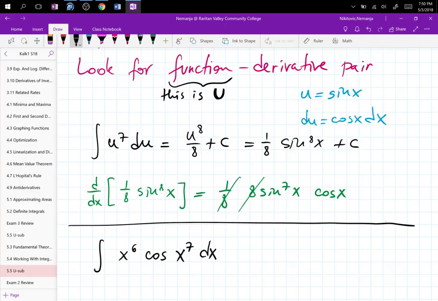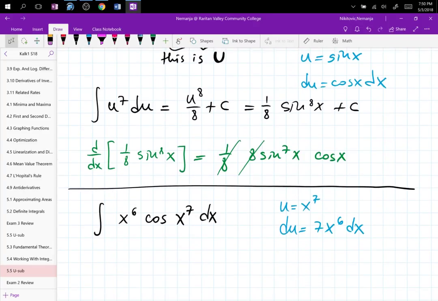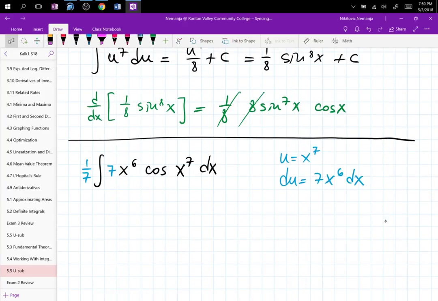X to the 7, because its derivative x to the 6 is present. So u equals x to the 7. du equals 7x to the 6 dx. And you know what? I don't have 7x to the 6, but I can make it. I can just put 1 over 7 in front of the integral and 7 inside the integral, and now I have exactly what I need. So that's that other way of fixing coefficients.